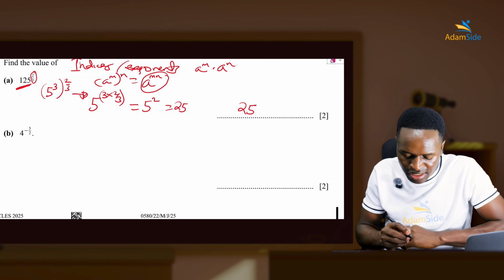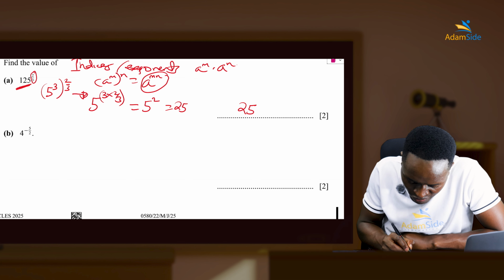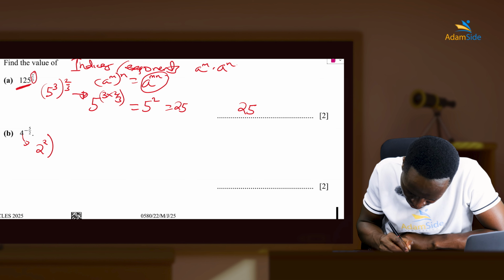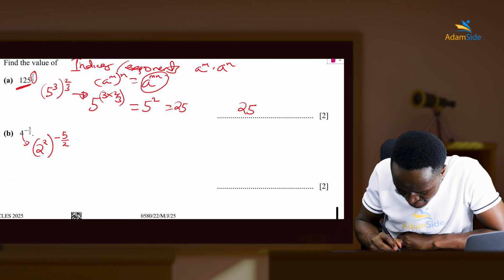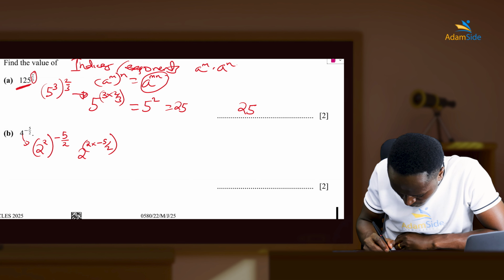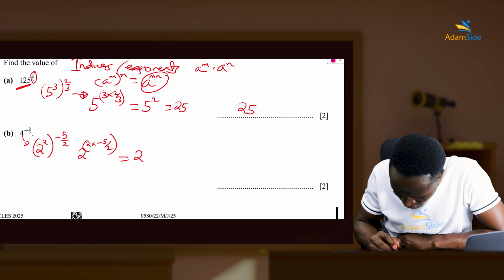The next question says 4 power negative 5 over 2. Change the bigger number in terms of powers. It will be the same as 2 power 2, and then outside is power negative 5 over 2. Then how do you open the bracket? We multiply the powers. So 2 times negative 5 over 2, which is the same as 2.